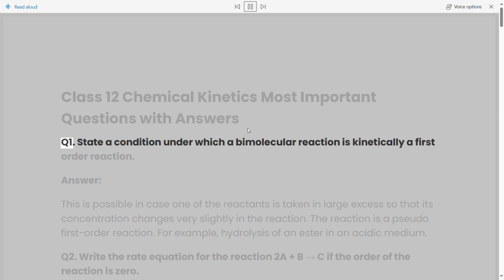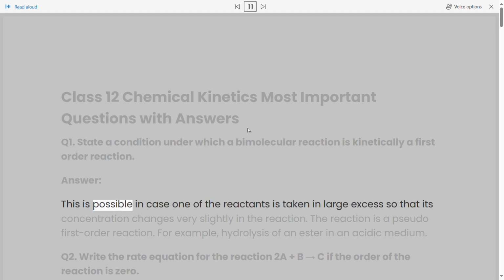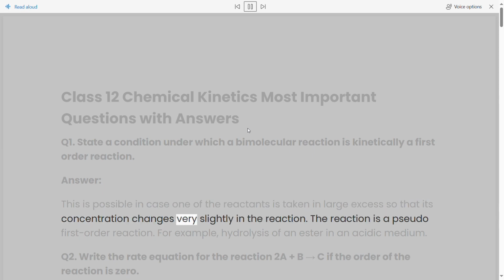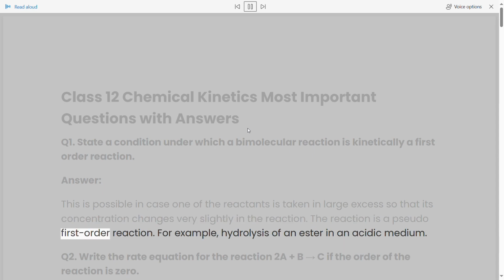Q1. State a condition under which a bimolecular reaction is kinetically a first-order reaction. Answer. This is possible in case one of the reactants is taken in large excess so that its concentration changes very slightly in the reaction. The reaction is a pseudo-first-order reaction. For example, hydrolysis of an ester in an acidic medium.